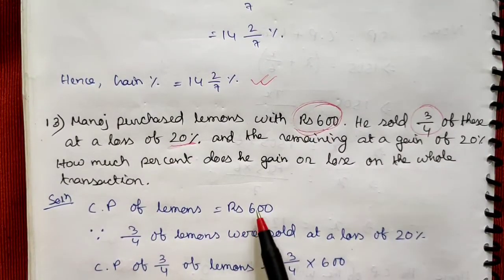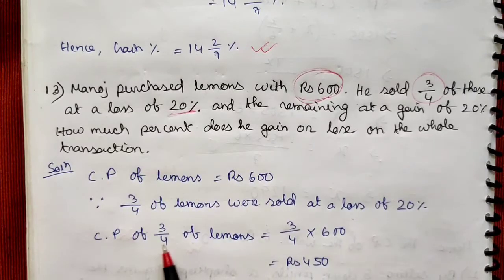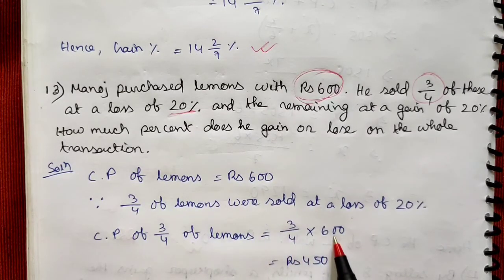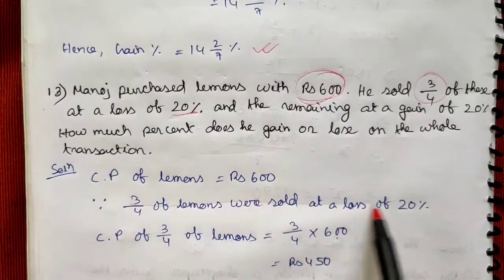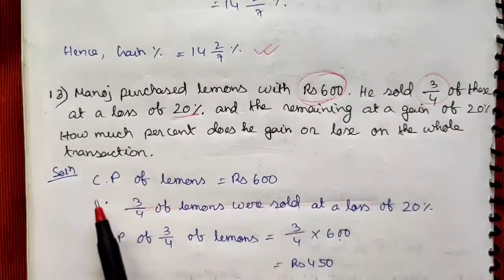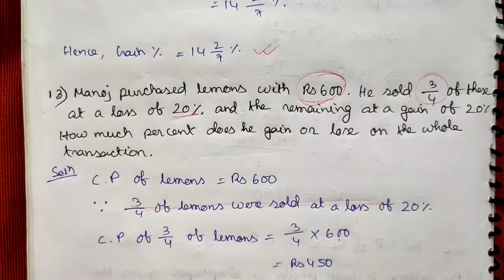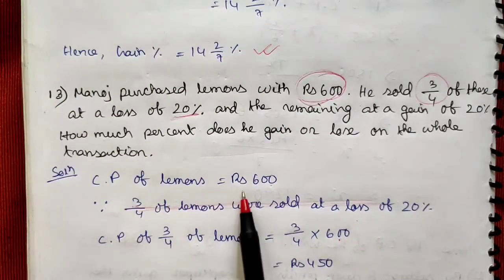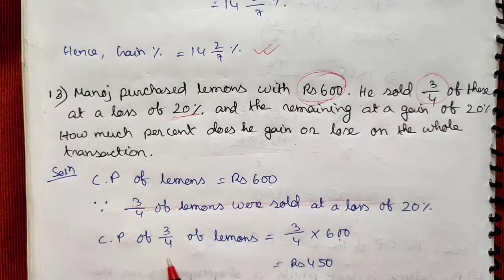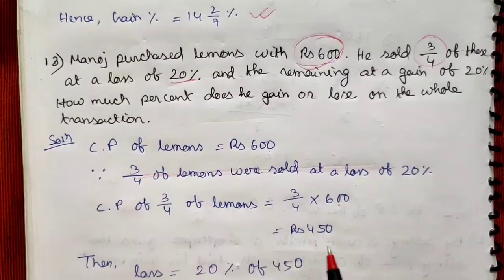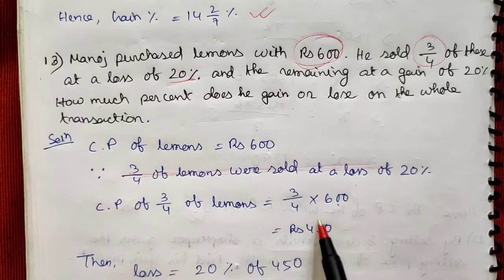CP of lemons is how much? 600. Now since 3/4th of the lemons were sold at a loss of 20%, therefore CP of 3/4th lemons will be 3/4 into 600, isn't it? You need not write this line here. CP of lemons equals rupees 600. So CP of 3/4th of lemons will be 3/4th into 600, so it will be rupees 450.